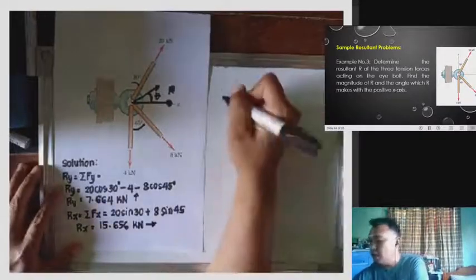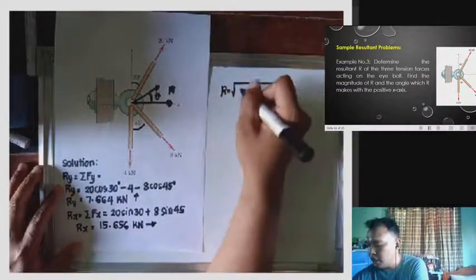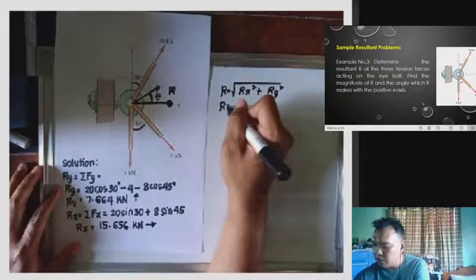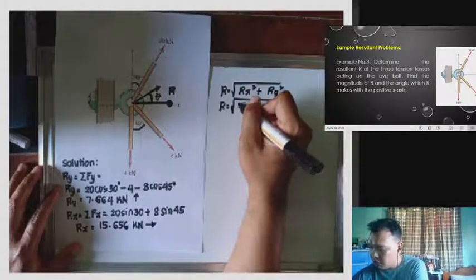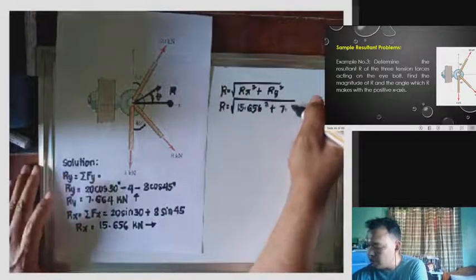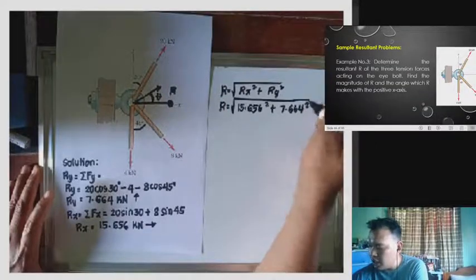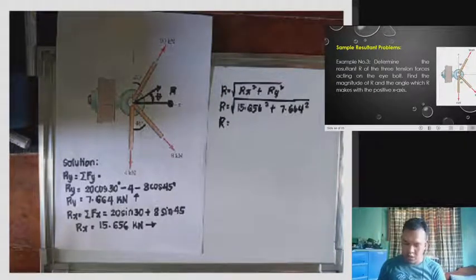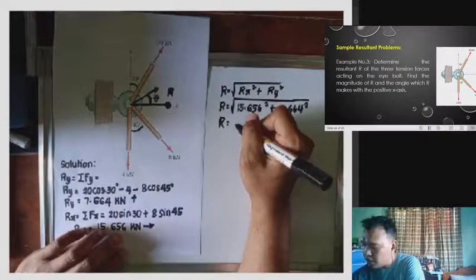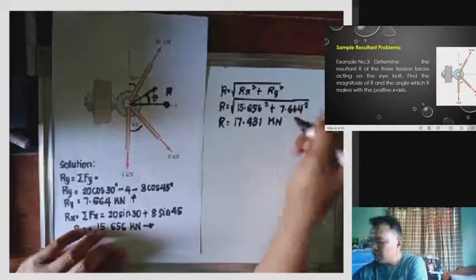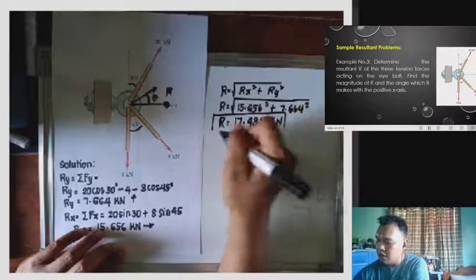And therefore, R is the square root of Rx squared plus Ry squared. R is equivalent to the square root of Rx, which is 15.656, plus 7.664 squared. R is equivalent to the square root of 15.656 squared plus 7.664 squared. So, we have here 17.431 kilonewton. So, this is our resultant value.